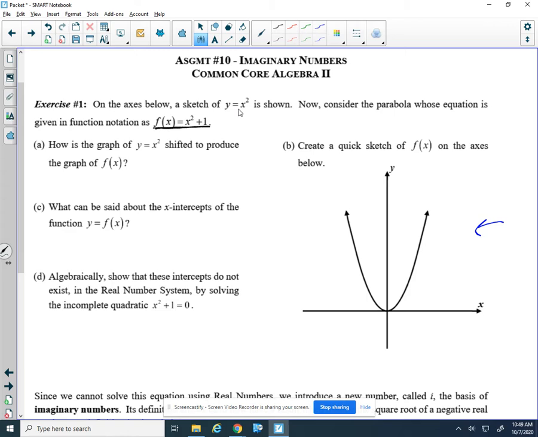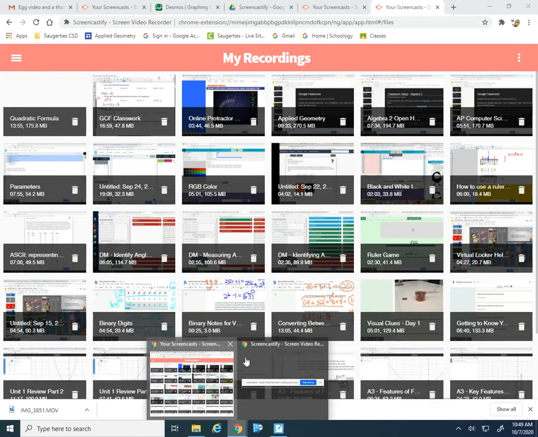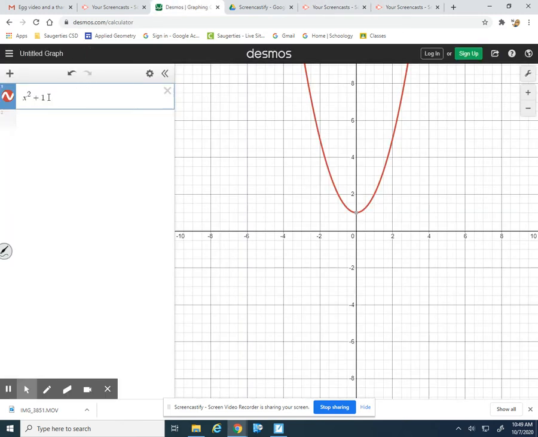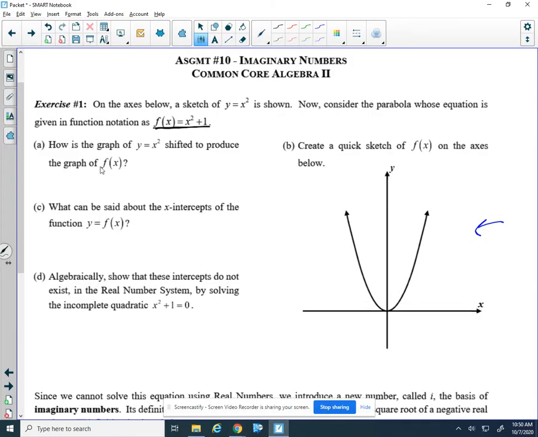So I actually already have that parabola graphed on Desmos, so I'm going to switch over to that. So here is the x squared plus 1. We see that whereas the x squared was down here with a vertex at 0, 0, this has a vertex at 0, 1. So let's go back to the notes and we'll sketch it. So here's my graph.